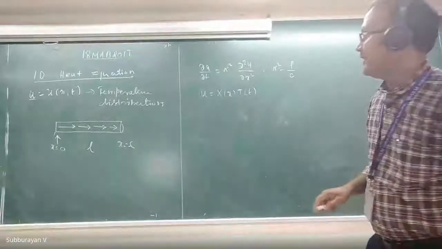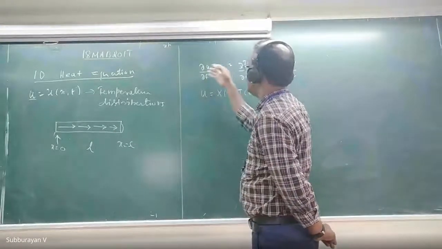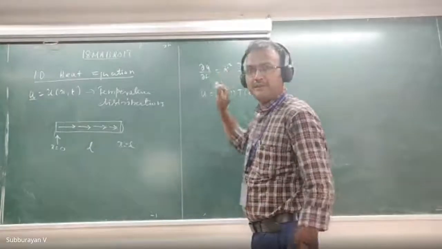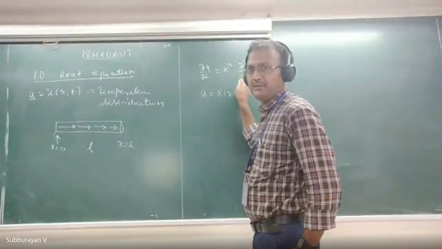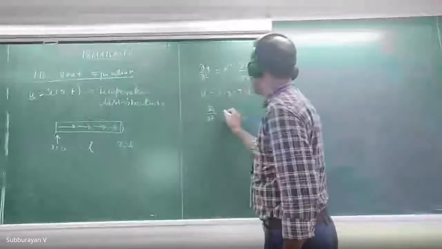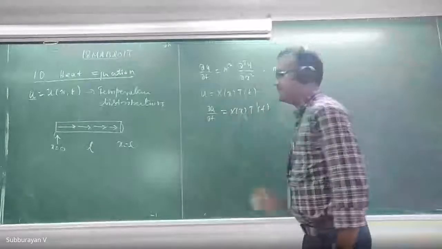Okay, fine. Now, what do I want? I want to plug this expression in your differential equations. For this, I need the derivative of u partially with respect to t and partially with respect to x twice. See, therefore, what is ∂u/∂t? ∂u/∂t is equal to X(x) into T'(t).